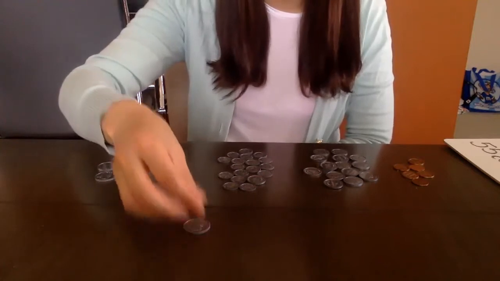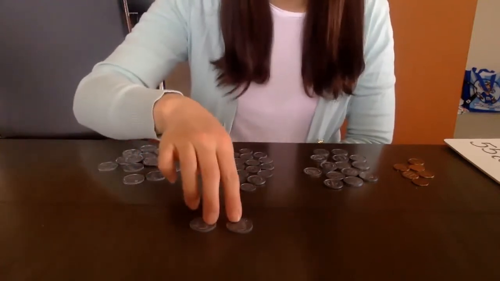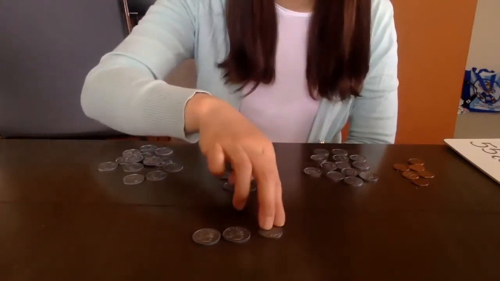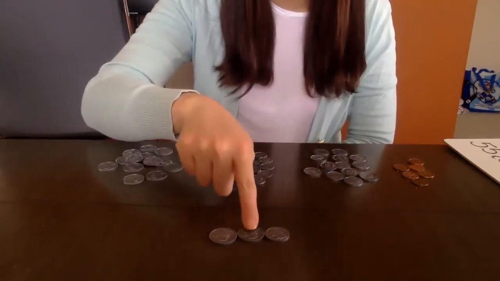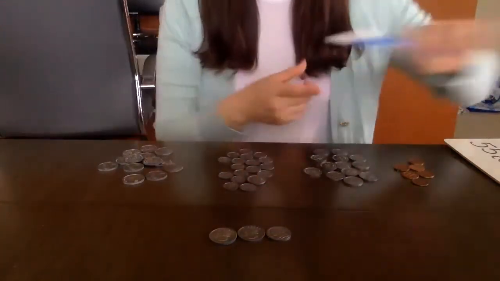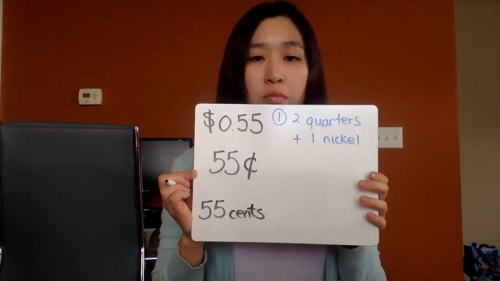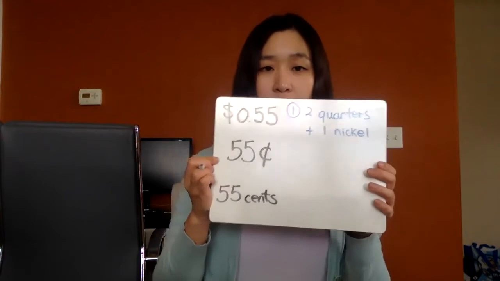I have 1 quarter, which makes 25 cents. 2 quarters, which makes 50 cents. And then I'm going to use a nickel, which is 5 cents, and add them together. So I have 25, 50, 55. So that is one way to make 55 cents. I'm going to write it down. Number 1, I used 2 quarters and 1 nickel. So you can write it on your paper. How many different coins did it take to make the amount?